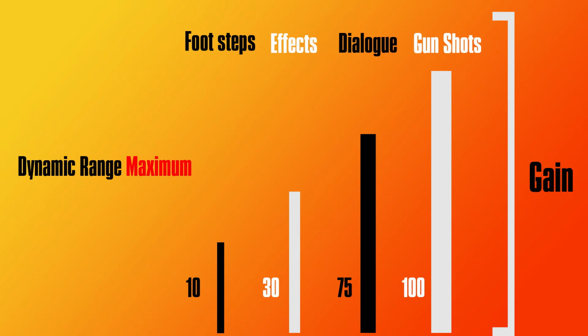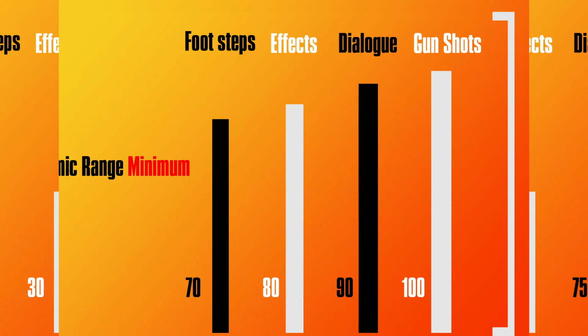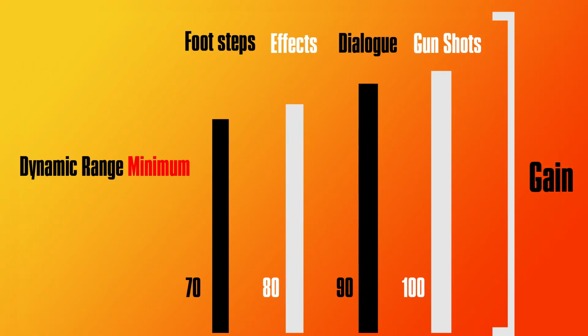But if you change dynamic range and make it minimum, what will happen? Look at the next picture. Well, when we change dynamic range to minimum, there is not much difference between footsteps and gunshots, which means there is not much difference between quiet sounds and loud sounds. So you can hear everything at almost the same volume.